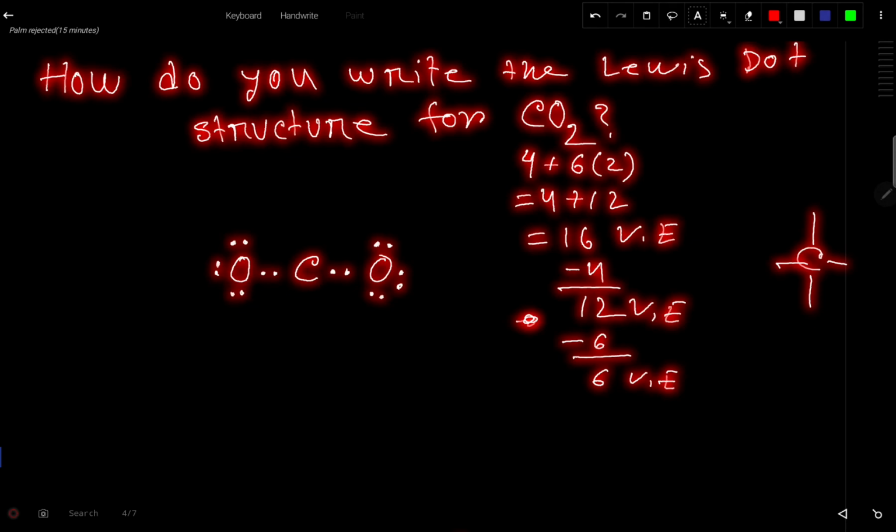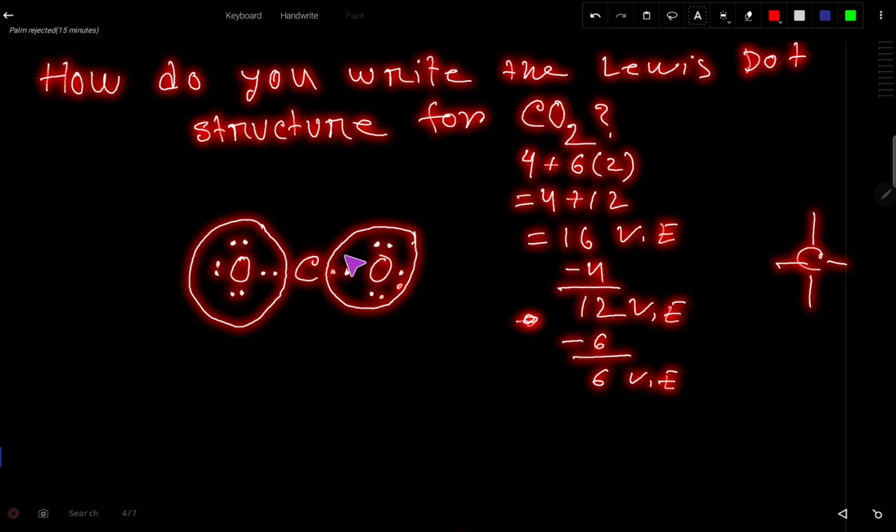right? Now look, this oxygen has 2, 4, 6, 8. This oxygen has 8, and this oxygen also has 8. But this carbon has 4, only 4. So we need to satisfy the octet for the central atom now.